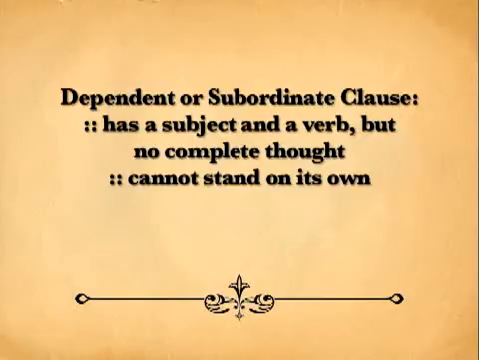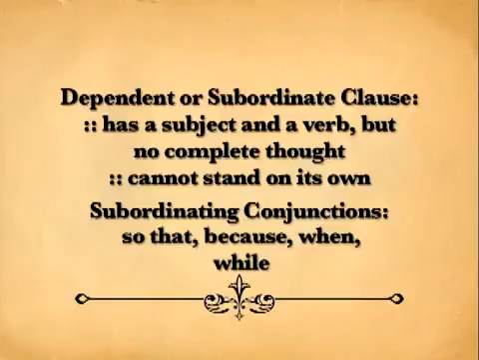Subordinate clauses, again, have a subject and a verb, but they express no complete thought, and there might be some sort of signal word or phrase, such as a subordinating conjunction or a relative pronoun, that signals to you and to the reader that what follows is not going to be a complete sentence. So let's look at a couple of these ways that you can subordinate.